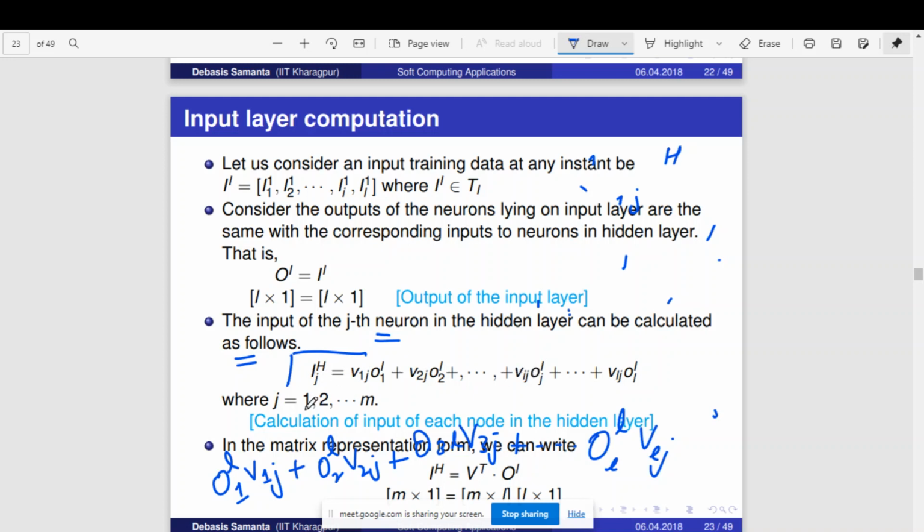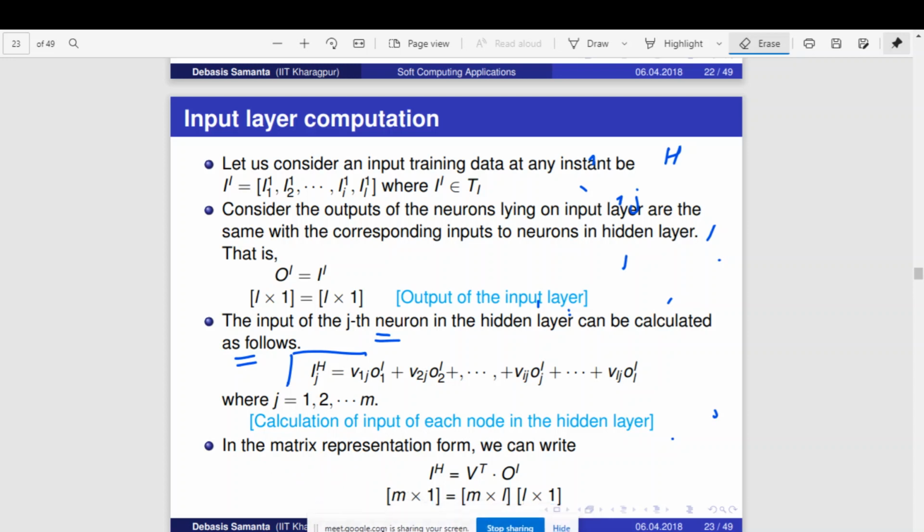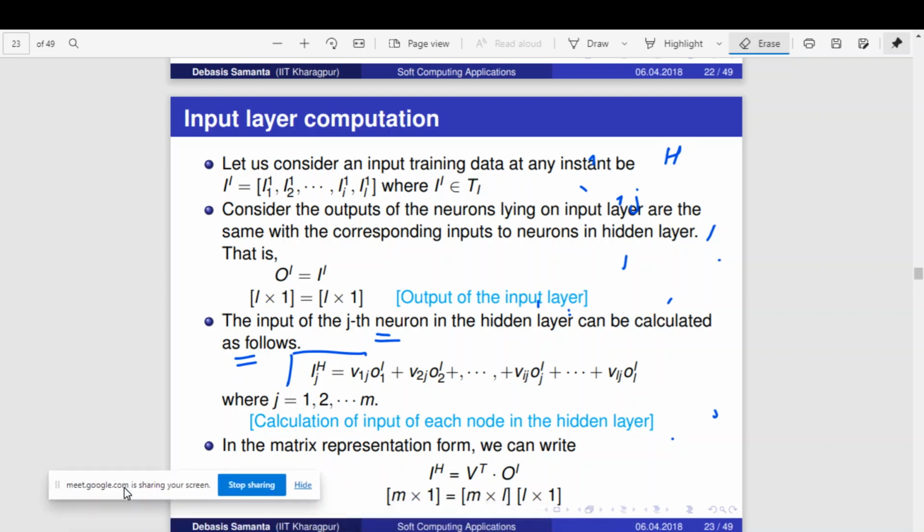So here j varies from 1 to m. Why m? Because the hidden layer contains how many neurons? M neurons. Okay, so it is m. So that is what this equation says. So in the matrix representation, this is what the actual split up is, but in matrix form we can write it something like this.